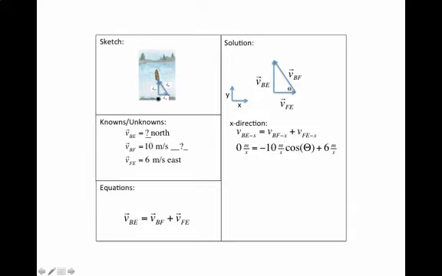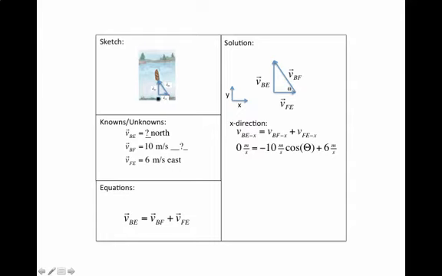Now the x component of the boat with respect to the Earth is 0 because this is going straight up. It doesn't have any slant to the left or to the right. The x component of the boat with respect to the float is in the negative direction. It's going to be the hypotenuse, which is 10 times the cosine of my angle. And then the x component of my float with respect to the Earth is positive 6. Our goal here is to find this angle.